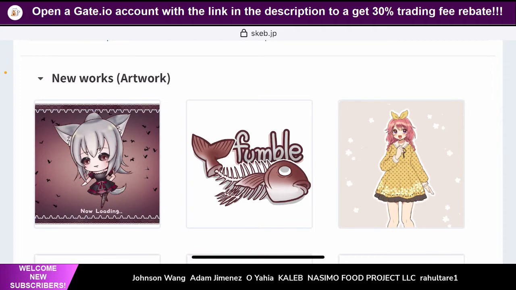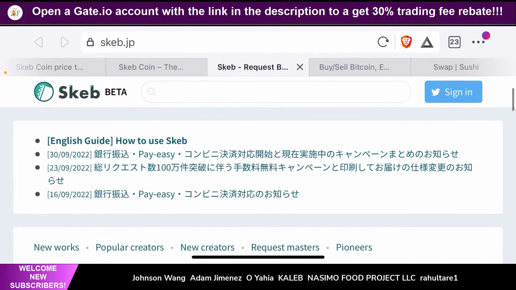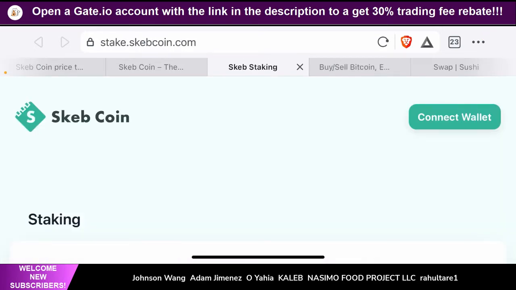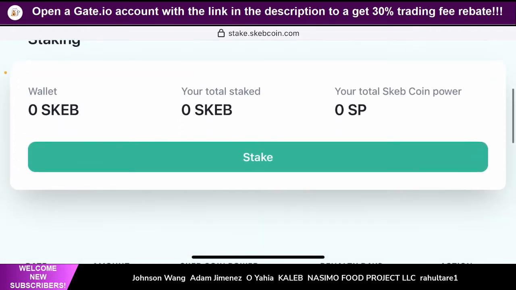You can actually buy them and trade them and sell them through their platform, right? So pretty straightforward, nothing special. Let's go to their staking app, which if you click on that, it will take you to stake.skipcoin.com. So here you can stake your tokens.